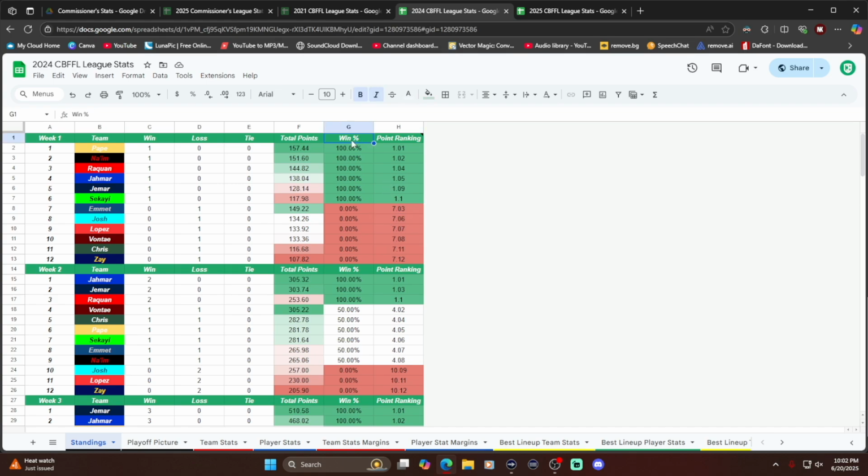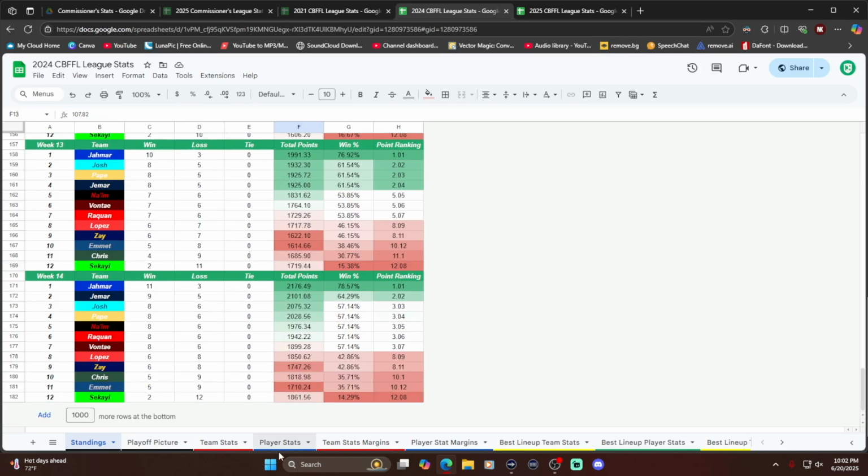Right here is win percentage. I'm pretty sure everybody understands that. Right now, Pape would be 100% because he has no losses. Zay would be 0% because he has no wins. And these are color graded, green being the best, red being the worst. It goes for these columns also. As you can see, Pape was first in points that week with a win, which is why his total points is greener than others. And Zay had the worst, which is why his number is red and more red than others.